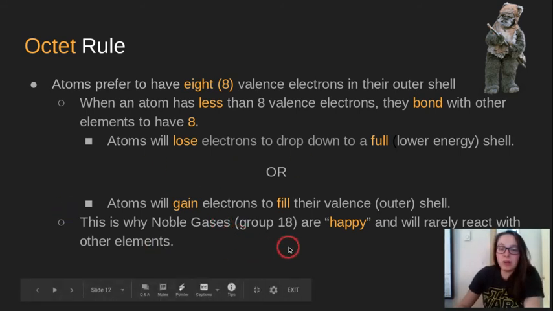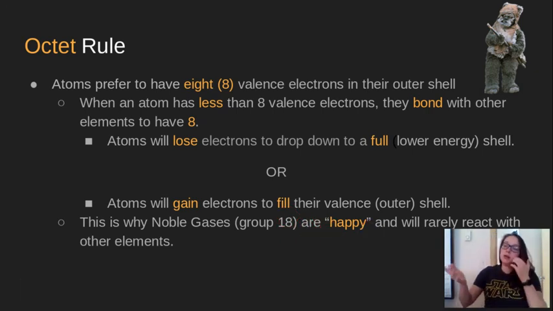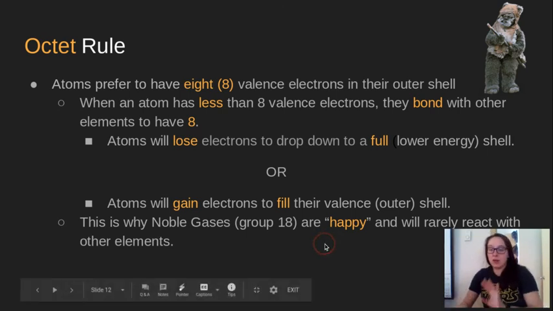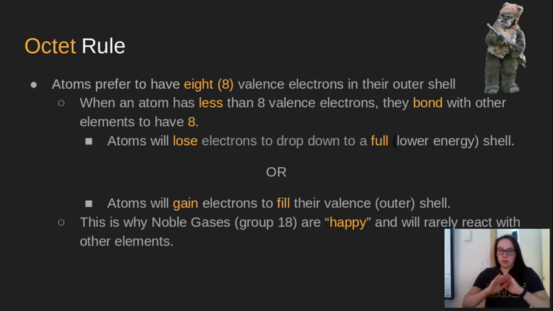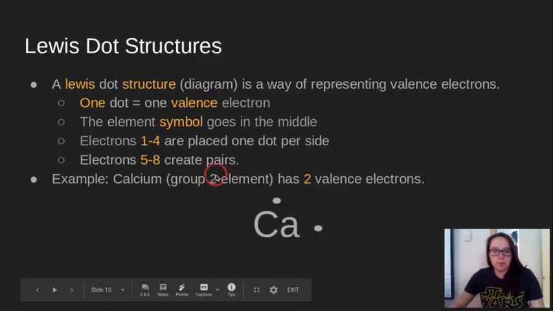This is why noble gases, which are in group 18 and have 8 valence electrons, are happy and will rarely react with other elements. That's because they have 8. They're not going to lose any electrons. They're not going to gain any electrons. They don't want anything to do with anybody. They're happy the way they are.